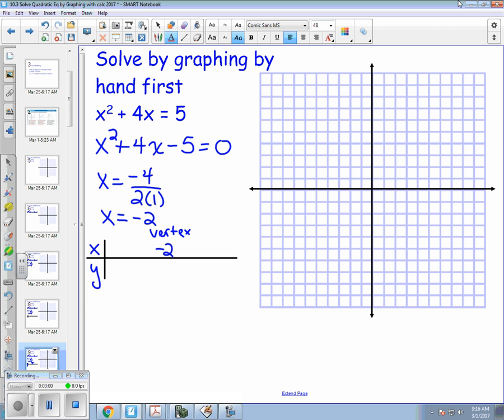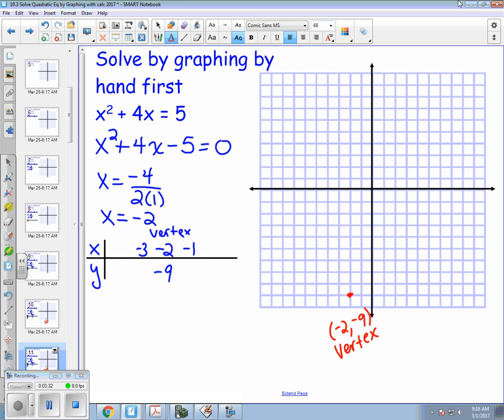The negative 2 is going to go on the top shelf, and we will substitute the negative 2 back into the equation for x and find our corresponding y. When we do so, we find that that is negative 9. We're going to plot that point on our graph. Then we will choose numbers on our x-axis that are equidistant from the vertex. I have chosen the numbers negative 3 and negative 1.